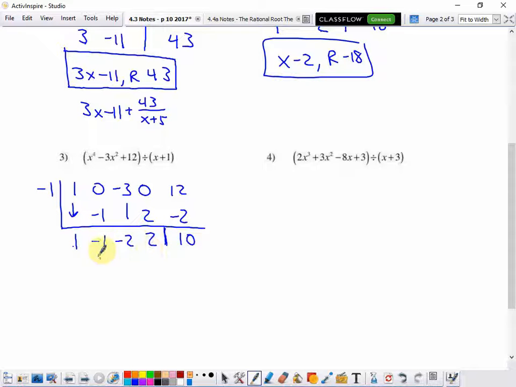Remainder, constant, x, x squared, x cubed. So I have 1x cubed minus 1x squared. I don't have to write that 1, so minus x squared minus 2x plus 2 with a remainder of 10.